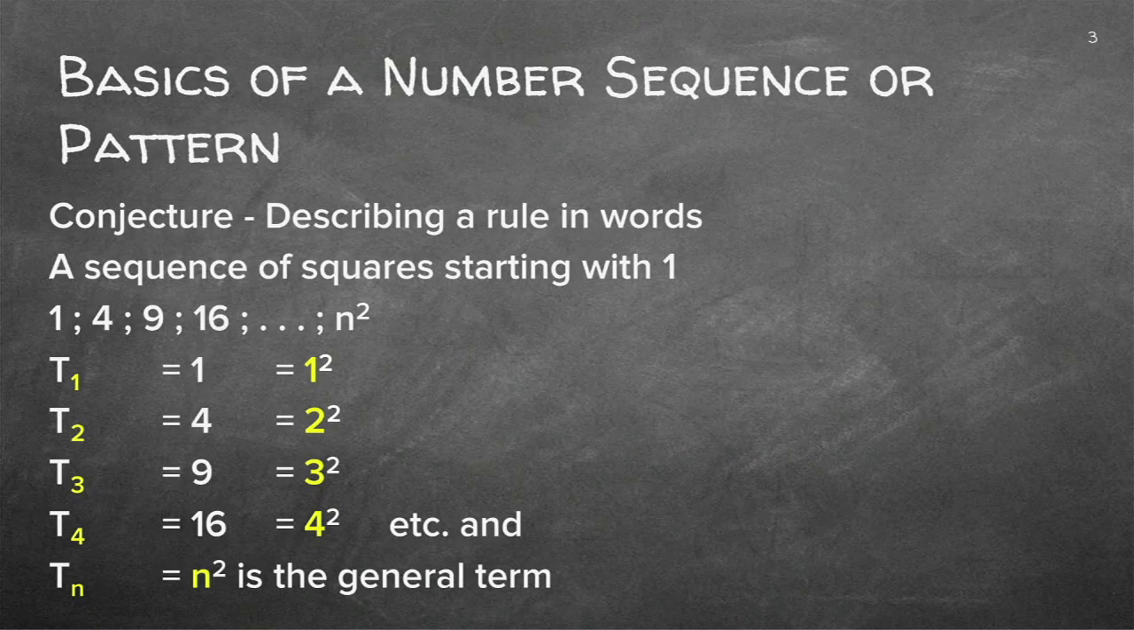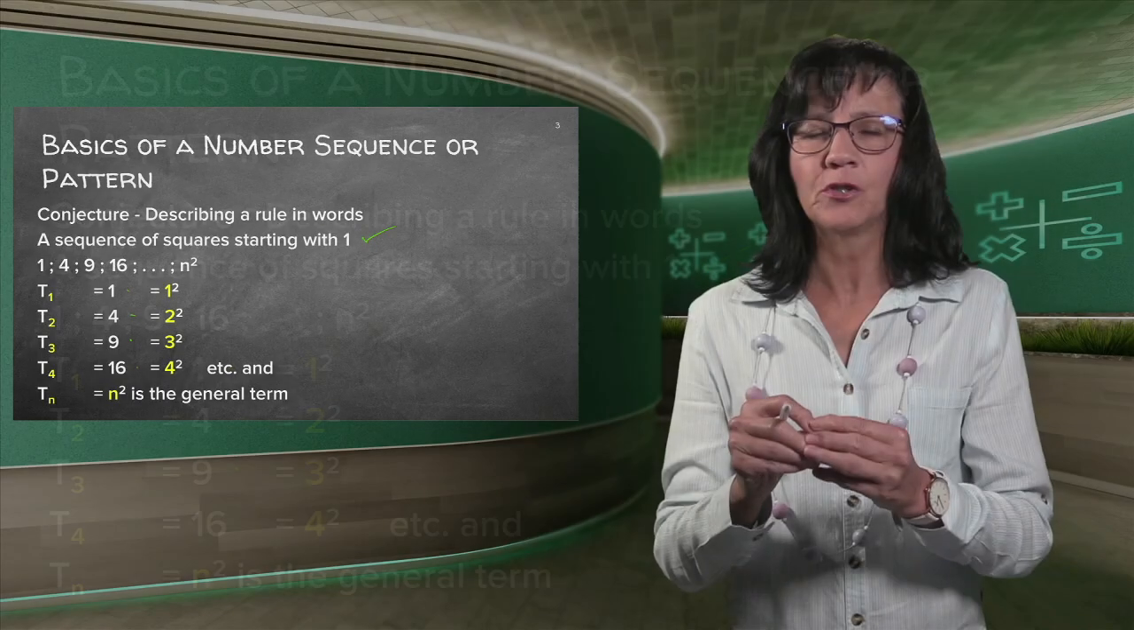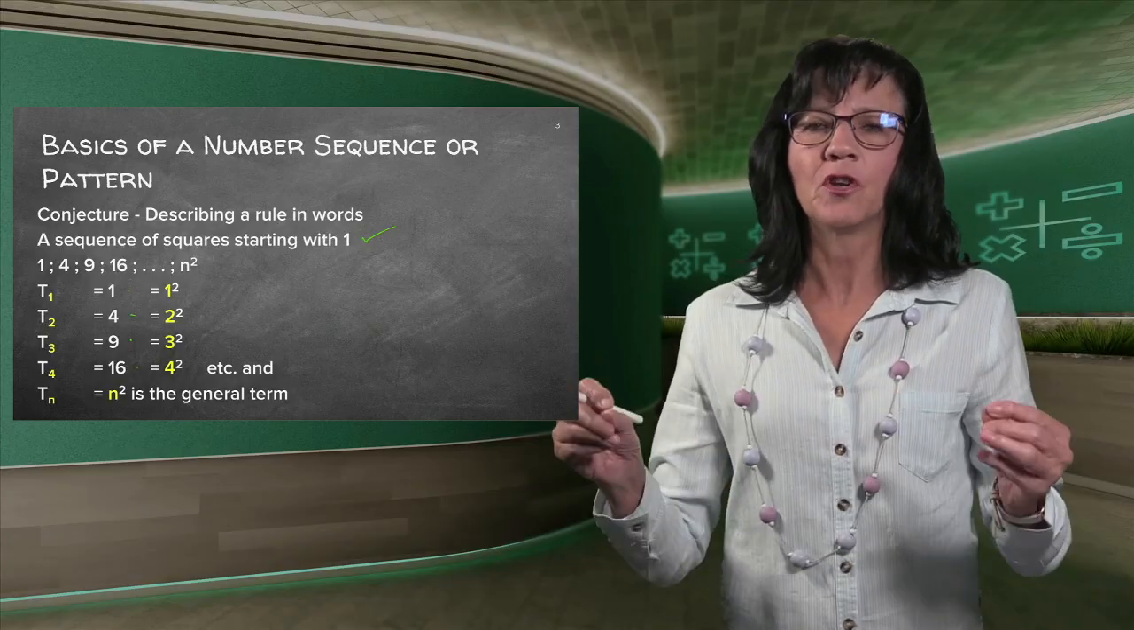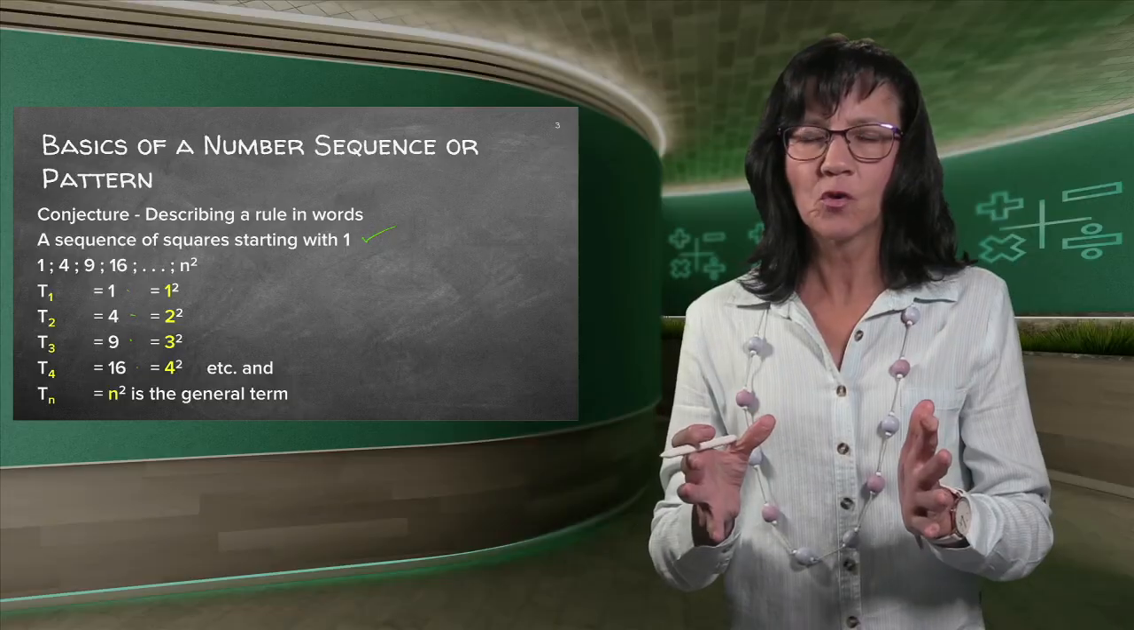The basics. Now, you know what a conjecture is? It is when you rewrite something in words. So if we look at this example I've got in front of me, the figures here, 1, 4, 9, 16, you know that they are square numbers. Describing it in words, it's a sequence of squares starting with 1. So it describes to you exactly what figures you're going to have in front of you. It's going to be squares.